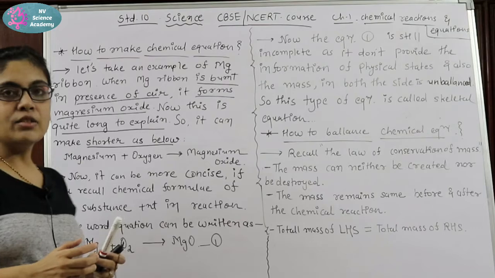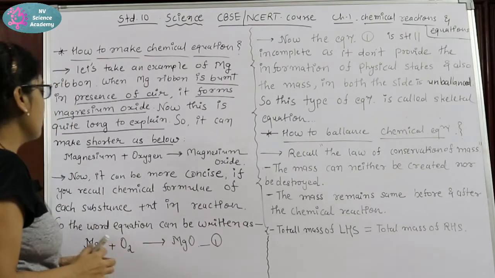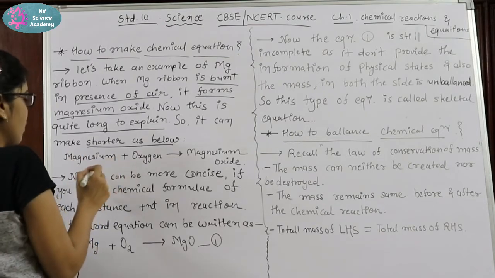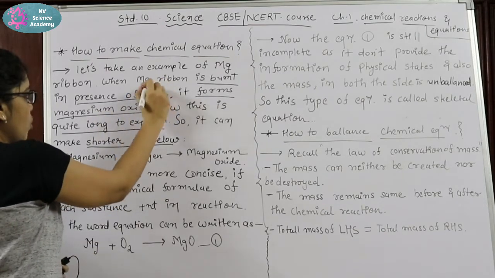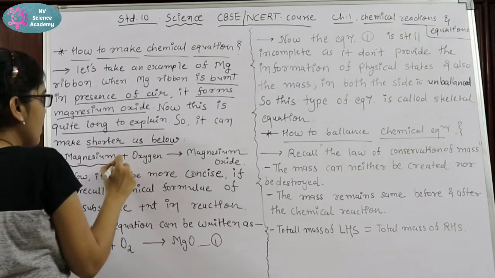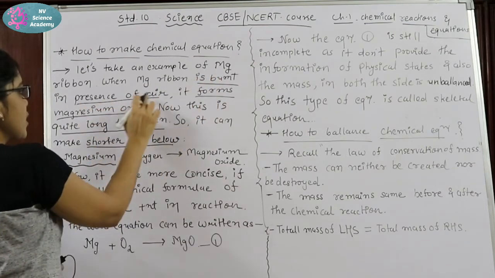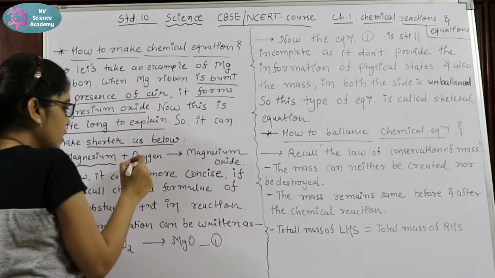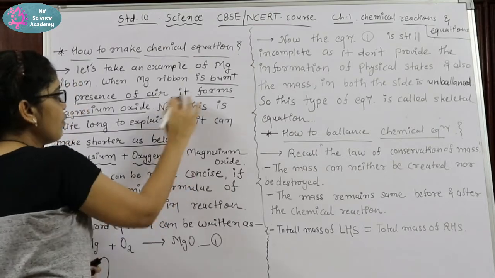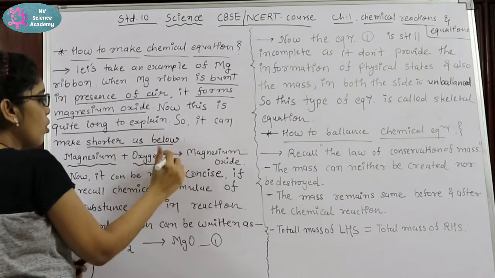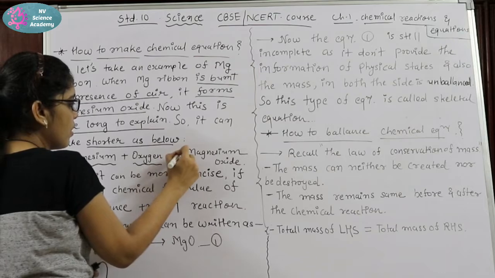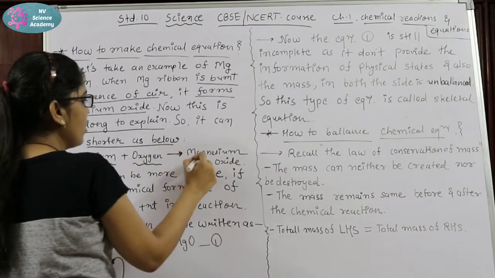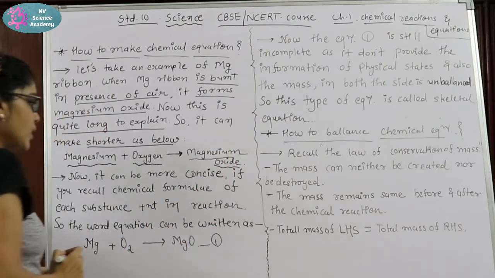So we can write a word equation to make it shorter. So what will be the word equation? The word equation will be magnesium ribbon, which means magnesium. It is burnt in presence of air, means it reacts with oxygen. So we will write plus oxygen, and it forms magnesium oxide. So here we will draw an arrow. It gives magnesium oxide. So this is called a word equation.